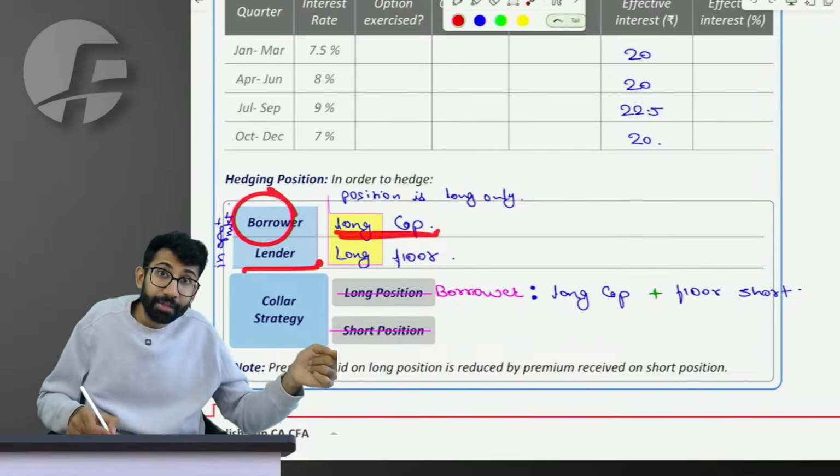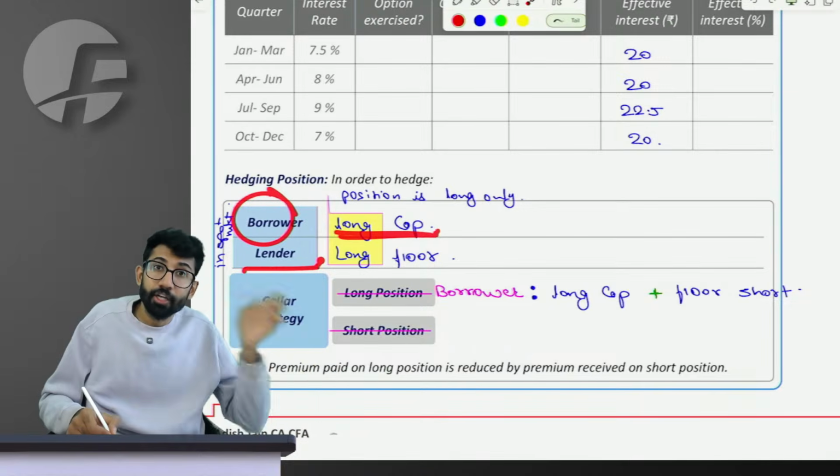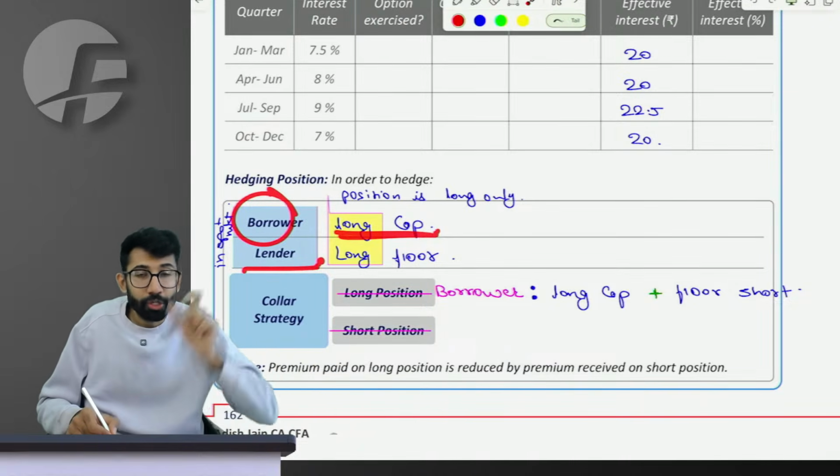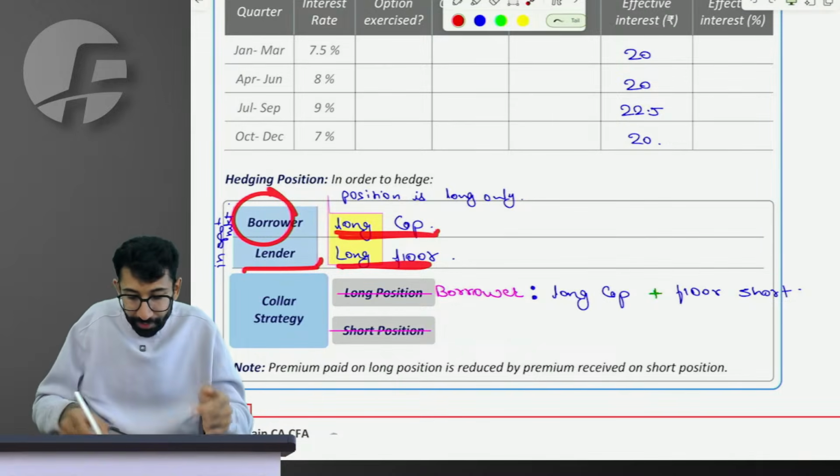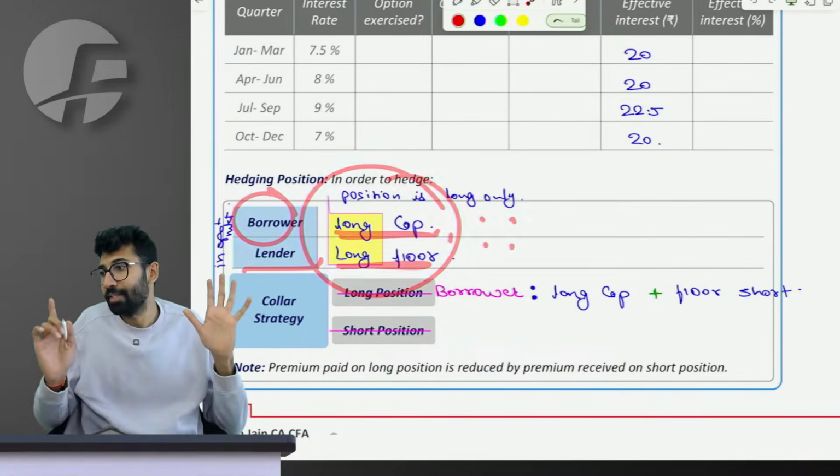You want to lend in the spot market on a future date, so on a later date. So today you lend. How would you lend? If you buy a floor, you will be able to lend. That is how the hedging position gets decided.